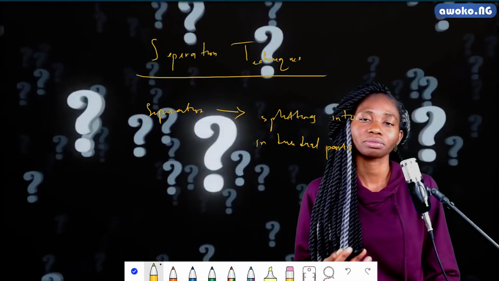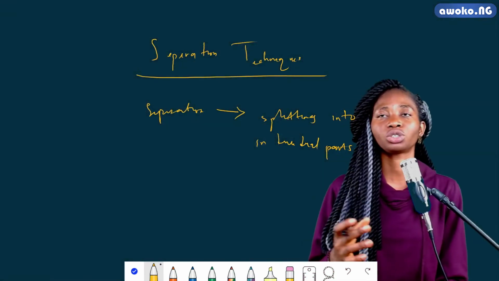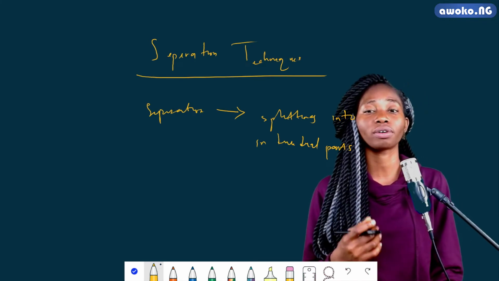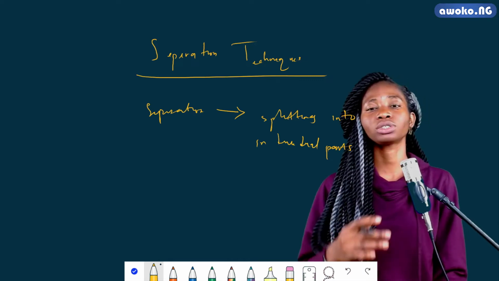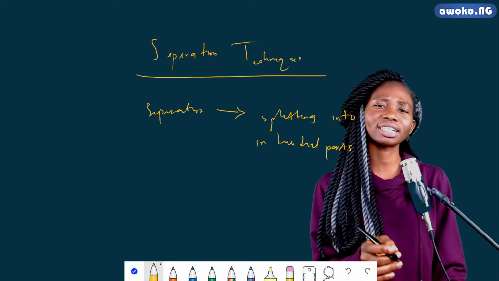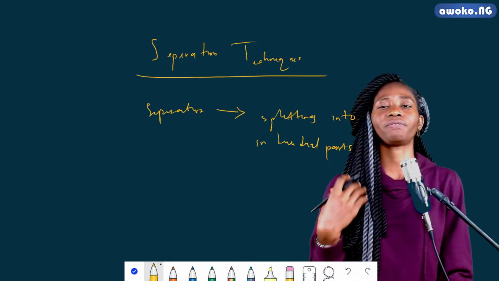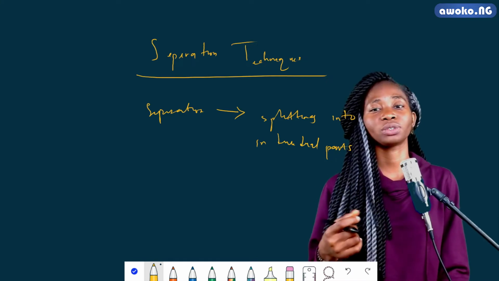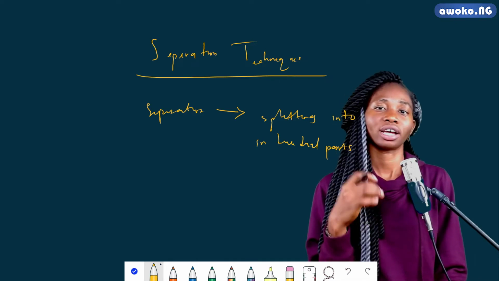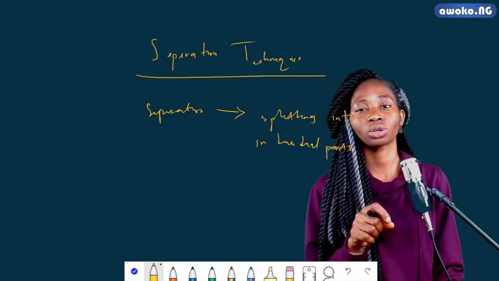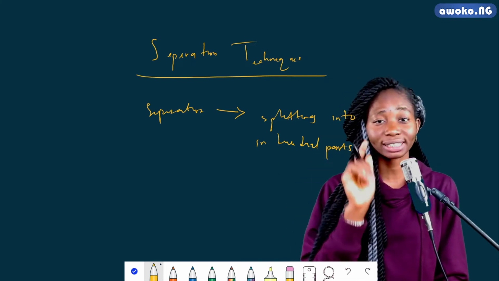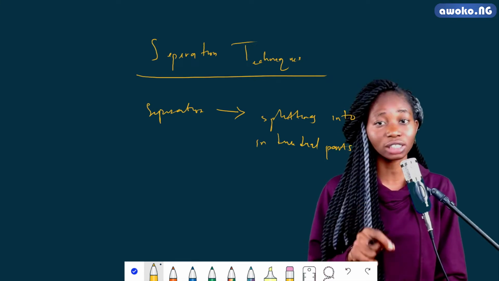What do I mean? If I have a mixture of solids, let's take for instance a mixture of rice and beans, and I want to separate my beans from my rice. Using a physical process, which is hand picking, I could easily pick out the larger sizes, which is the beans. I could pick out the large sized solid particles, which is the beans, leaving behind the rice. So the property of size is considered in this process.